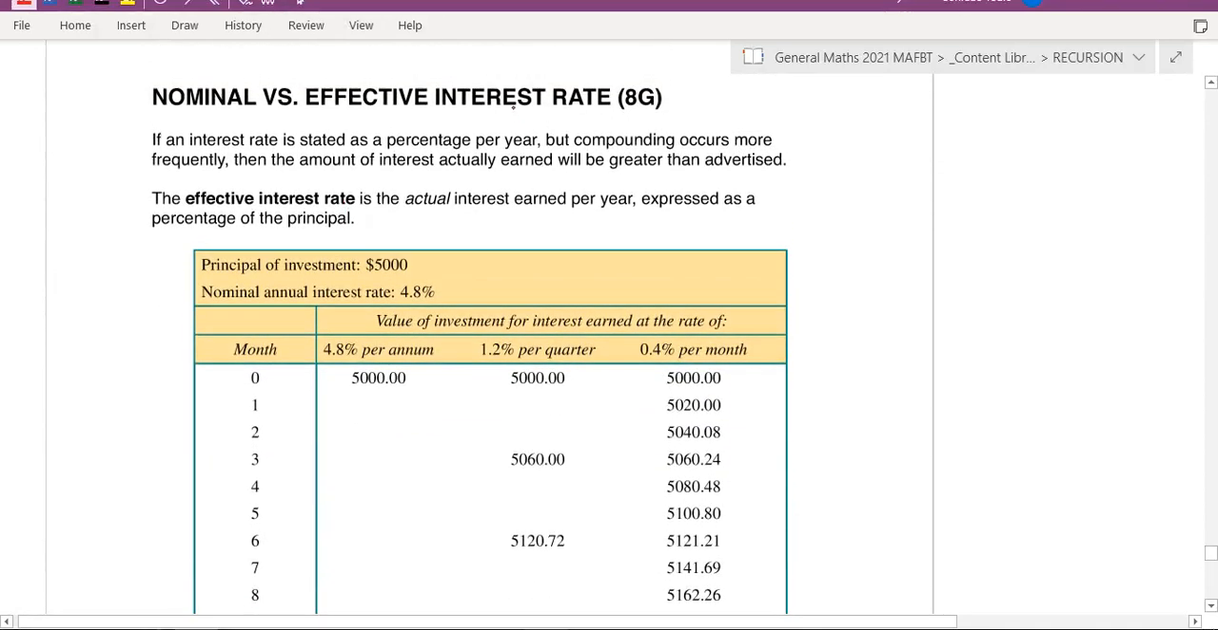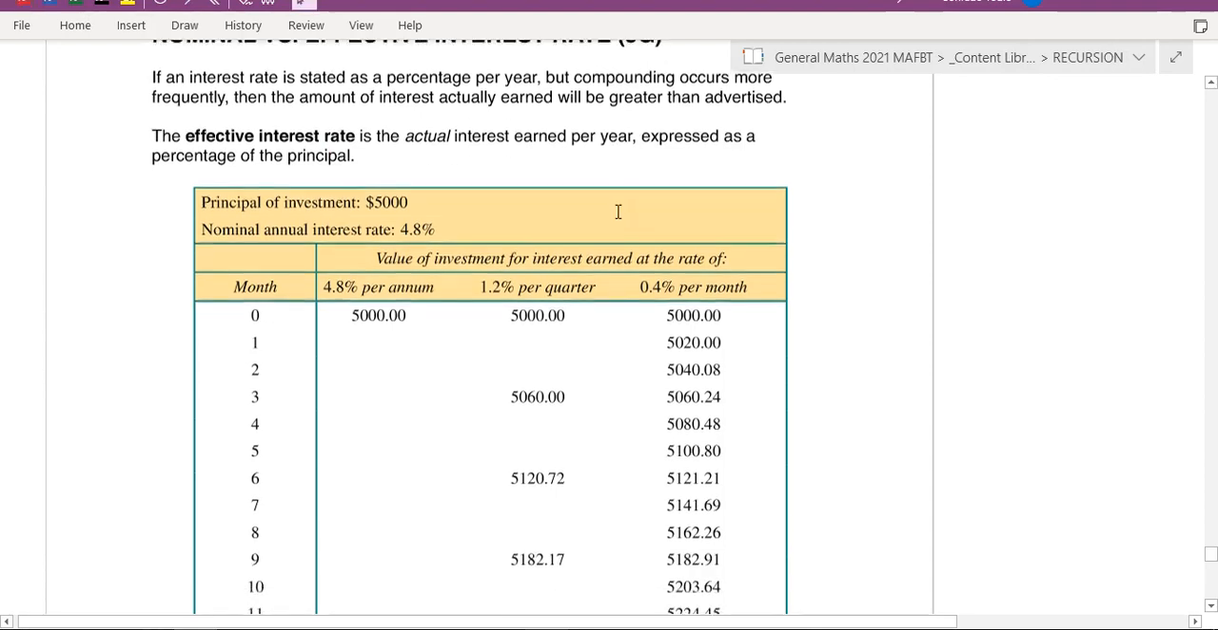So generally, if an interest rate is given to you as a year, but compounds more frequently than once a year, then the actual interest you'll be earning or paying is actually greater than what's being stated. Okay, and that's what we call the effective interest rate. So the effective interest rate is the rate that you'll actually be paying per year, as a percentage of the original amount.